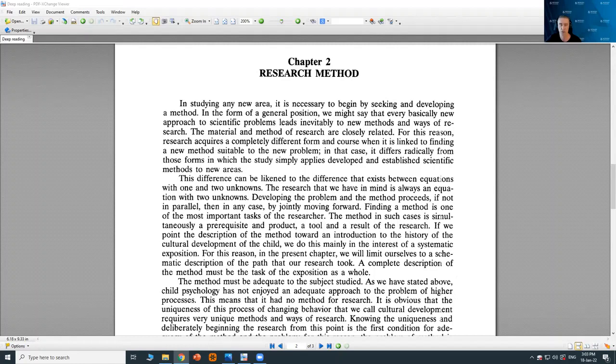To understand what deep reading is, why we are doing deep reading, and how we are doing deep reading. And the general question is, how do we read actually as academics, as researchers, as people who are doing research?